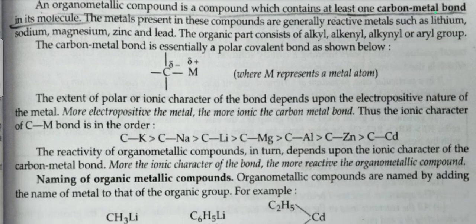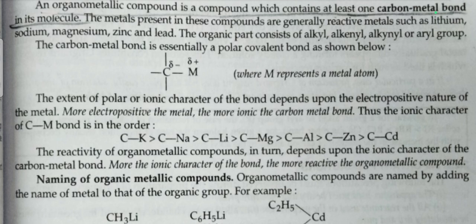The extent of polar or ionic character of the bond depends upon the electropositive nature of the metal. The more electropositive the metal, the more ionic the carbon-metal bond. Thus, the ionic character of the carbon-metal bond is in the order C-K, C-Na, C-Li, C-Mg, C-Al, C-Zn, and C-Cd. The reactivity of organometallic compounds, in turn, depends upon the ionic character of the carbon-metal bond. The more the ionic character of the bond, the more reactive the organometallic compound.